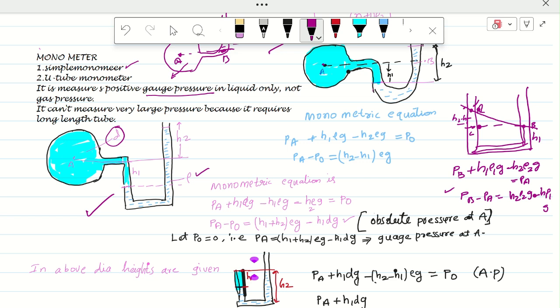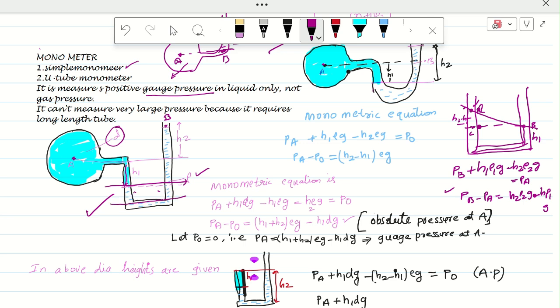So here you consider this is the equipressure line now. So coming from point A to this point B I will go. This point B means P naught. So write the manometric equation first, starting from PA and going down, plus H1 dg. So in the H1 height, the liquid is D, therefore H1 dg. Now here and here same height, same liquid, so cancel. One is positive going down and here negative.